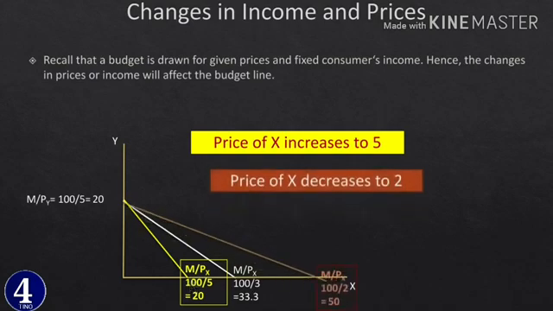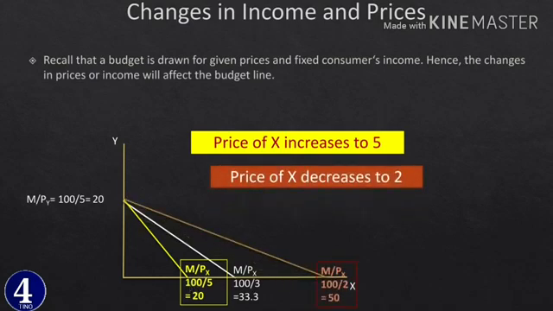of x, which is a price decrement in x. Let's say the price of x decreases to 2. Will there be any change in this point? No, because there is no change in m and there is no change in py. What has changed? The price of x. From the original, the change comes from px, since m is constant but px has decreased. Now 100 divided by 3 becomes 100 divided by 2, which is 50. When we compare 33.3 and 50, it indicates that because of a price decrement in x, the amount of commodity x that we can purchase has now increased.